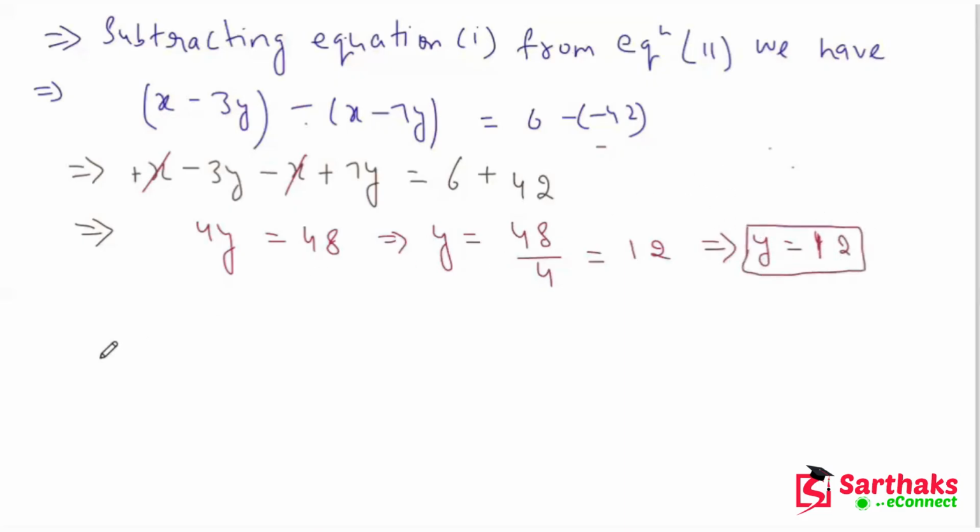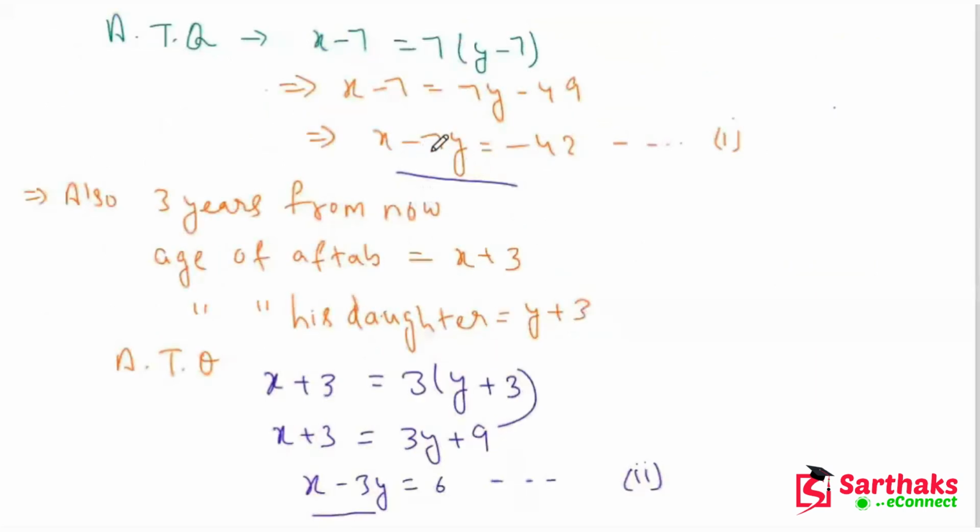Now we have to put the value of y. Put the value of y in an equation. You can put the value of y in any of the equations. Either it will be equation 1 or it will be equation 2. We put it in equation 1. So what is equation 1? Equation 1 is x minus 7y is equal to minus 42.